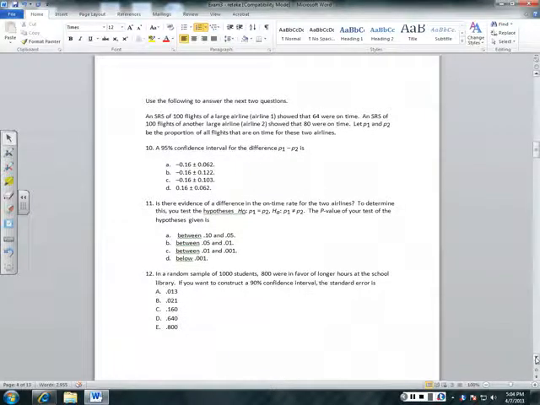Okay, so on number 10, we've got a confidence interval here for the difference between two proportions.